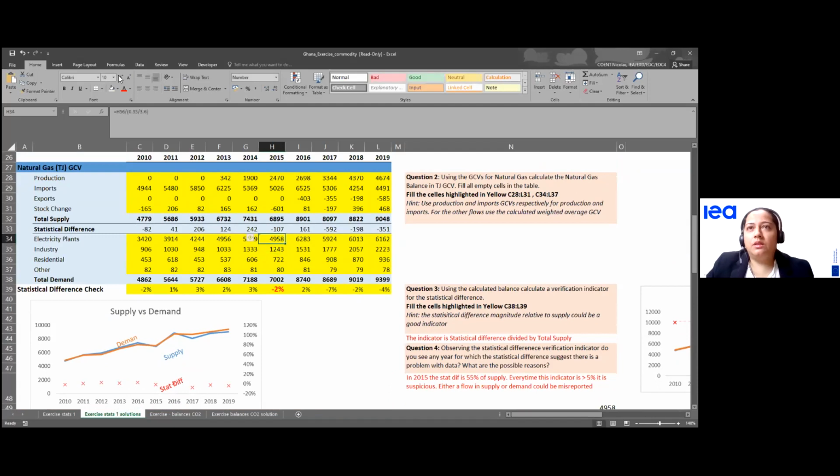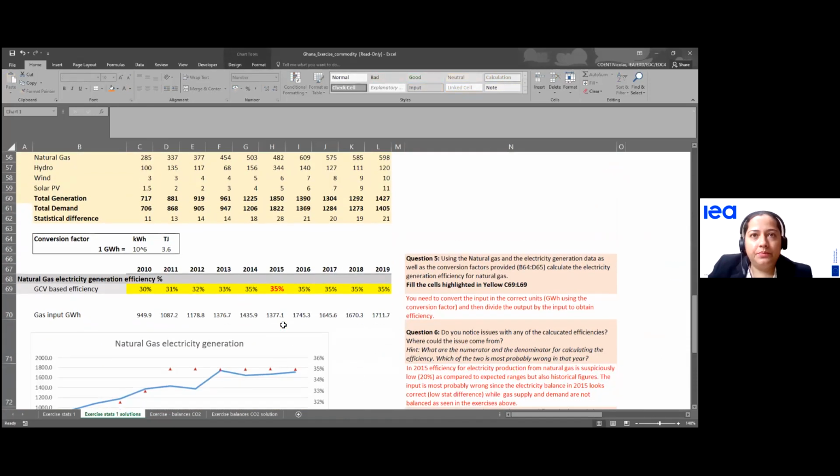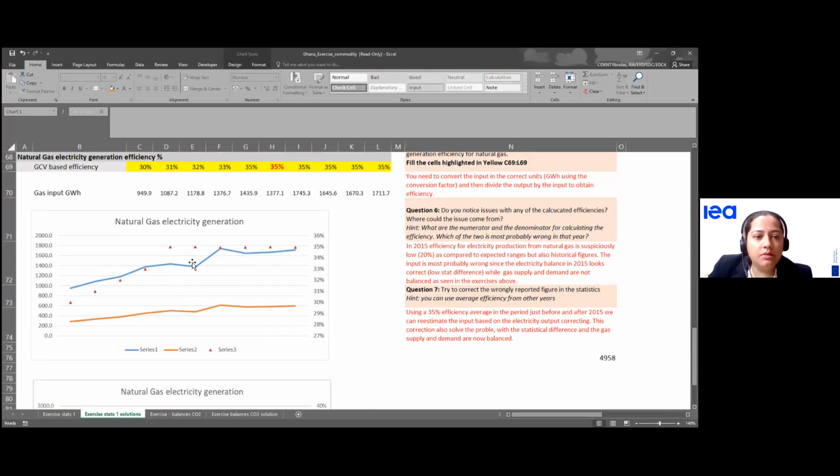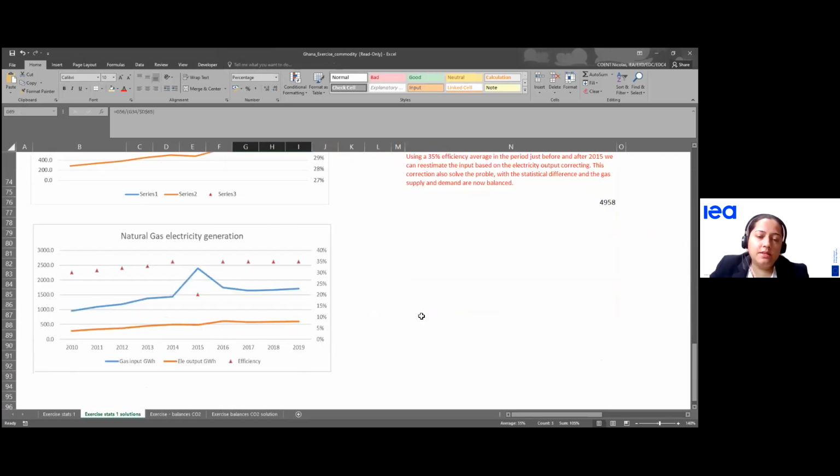So here, normally you see that your statistical difference gets fixed, it gets within the range, and if you go down here in row 69, you see also that here it's 35 because that's what we applied up, and this fixed the problem. So that was the end of this exercise.